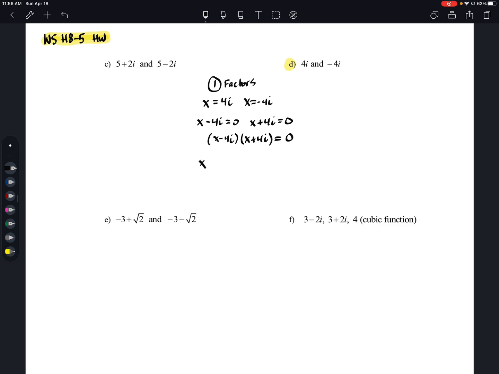X times x is x squared. Because this is a difference of squares, these are going to cancel out. I'd have a negative 4xi and a positive 4xi, and then in the back, minus 4 times 4 is 16, i squared. And we know i squared is negative 1, so it would be x squared plus 16 is equal to 0. If you want to rewrite it as a function, y equals x squared plus 16, that is fine.